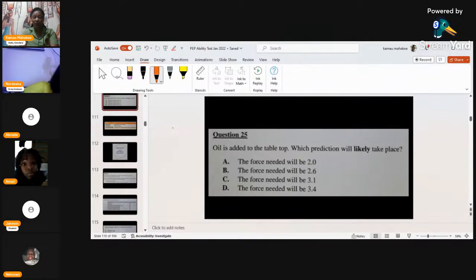All right, so let me see who was listening. What did I explain a while ago? What happens if you add oil or water? Miss, it would create less friction. Right? Yes, miss. So would we then need more force to move the object or less force to move the object? Less force, miss. Does everybody agree with that?